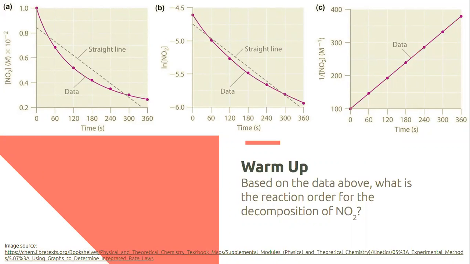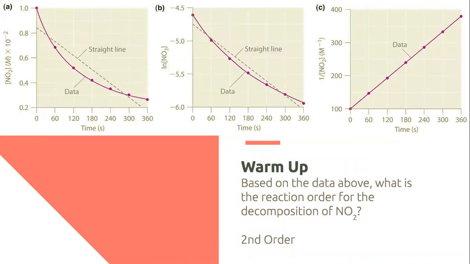Hopefully, you're easily able to identify this one as a second order reaction. And we know it's a second order reaction because the inverse of the concentration graph is the one that is a straight line. Remember, we need to look for a straight line in our integrated rate law lines. That is the one that's going to tell us which order it is. So, second order for the decomposition of nitrogen dioxide.